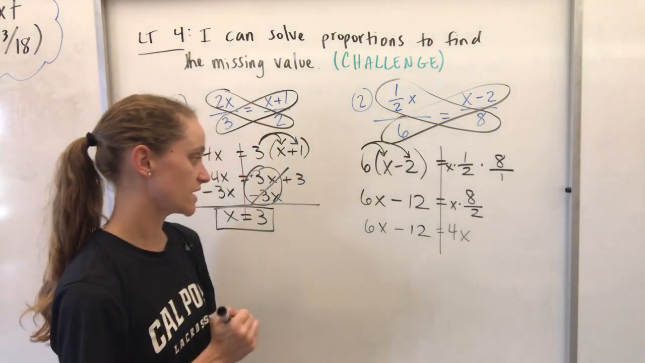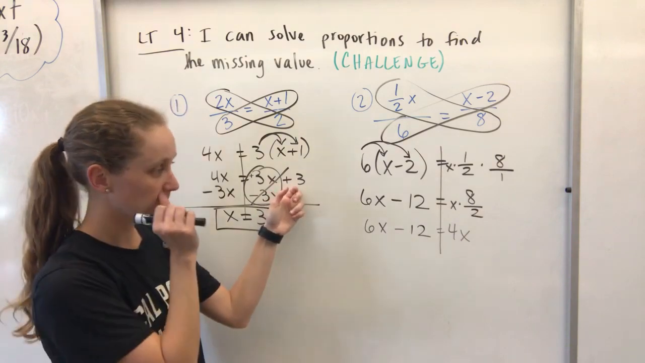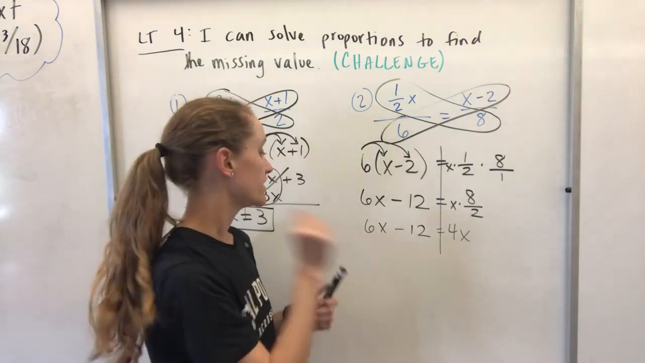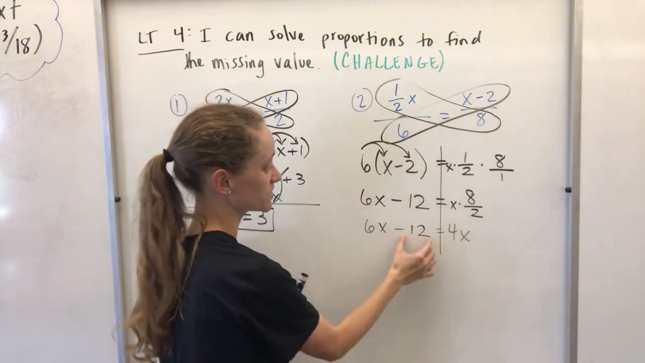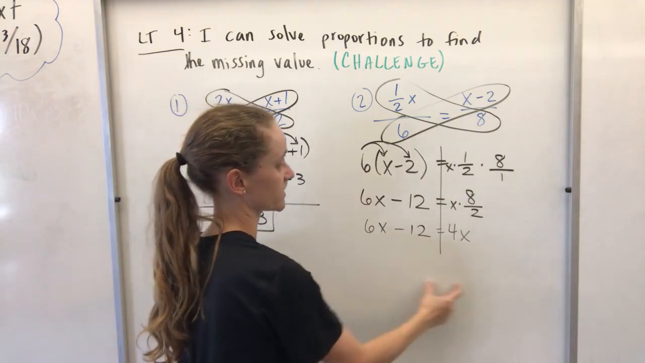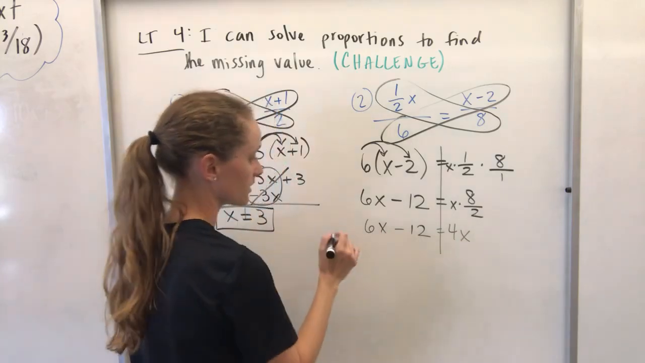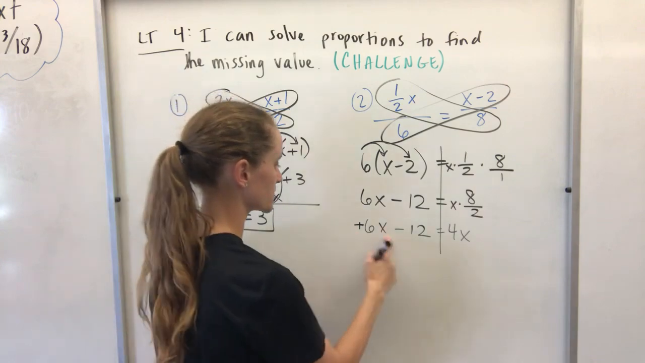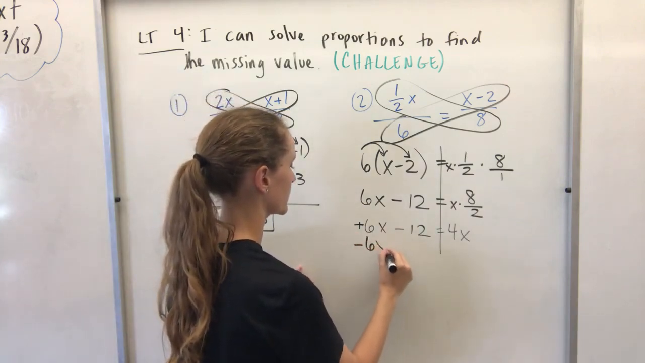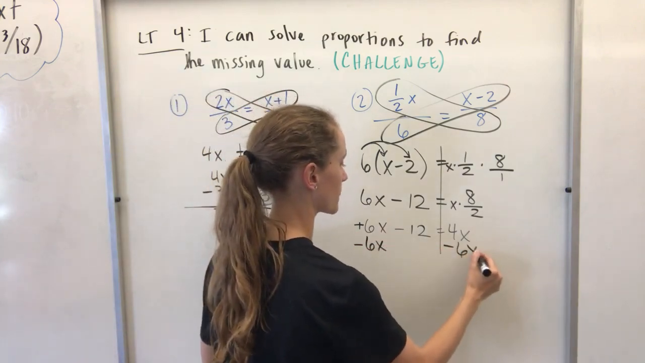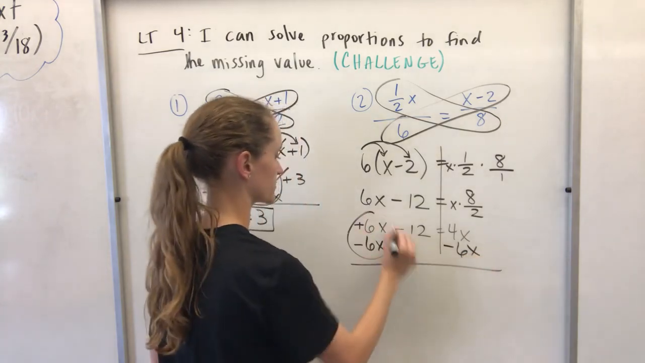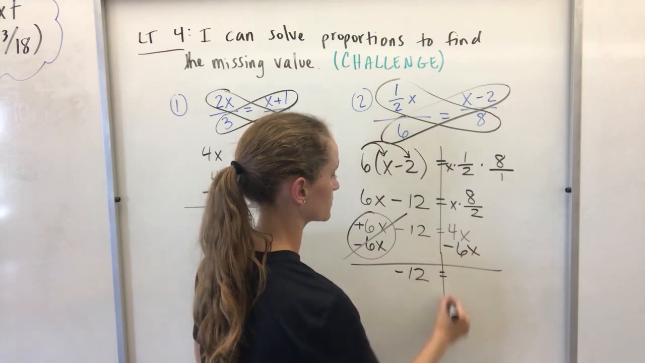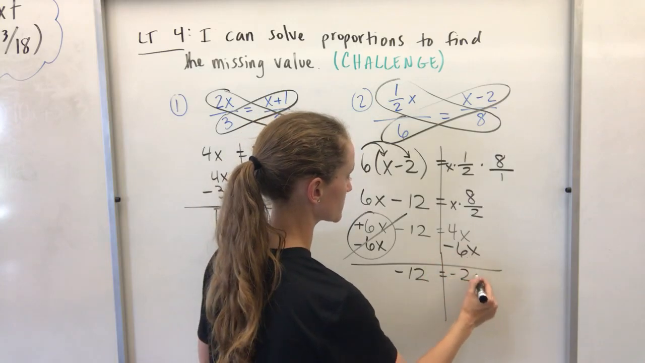And then we have the same idea that went on over here. The idea is I want to get all the x's on one side and all the units on the other side. And so here, because I have units over here, why don't I try to move the 6x onto this side? So this 6x is positive because there's nothing in front of it. So if this is positive 6x, the opposite is negative 6x. So that's my 0 pair. This is -12 equals, and that's -2x.